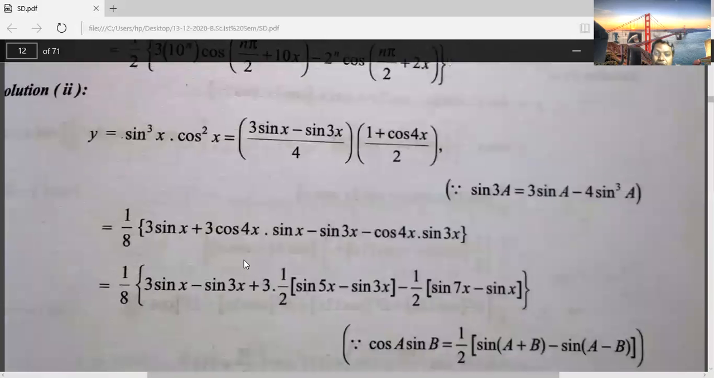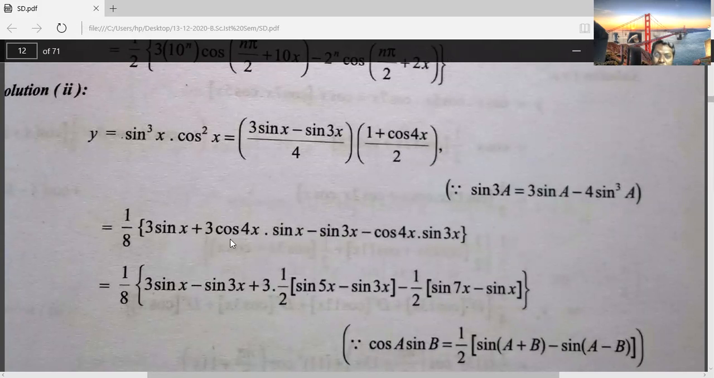If you simplify here, you will get 3 sin x plus 3 cos 4x into sin x minus sin 3x minus cos 4x into sin 3x. And here you know the formula for the nth derivative of 3 sin x. You know the nth derivative for this. And sin 3x also you can write the nth derivative, because already you have taken the nth derivative of sin(ax plus b).